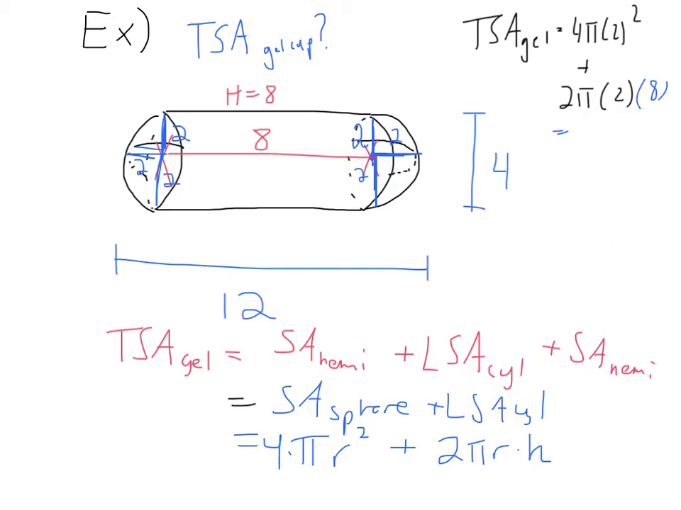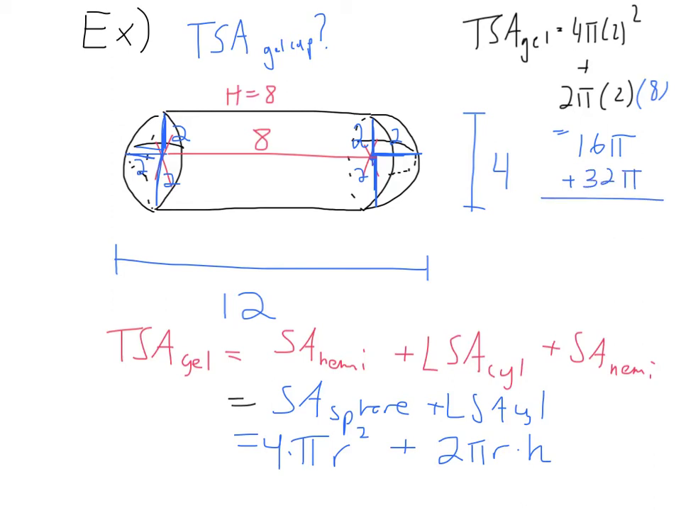Now let's just put it together. So the first region makes 16 pi. We'll square the 2 first by PEMDAS, making 4. 4 times 4 is 16 multiplied by pi, so we have 16 pi in our spheres, and then the lateral surface area of our cylinder, 2 times 8 is 16, times 2 is 32, multiplied by pi.